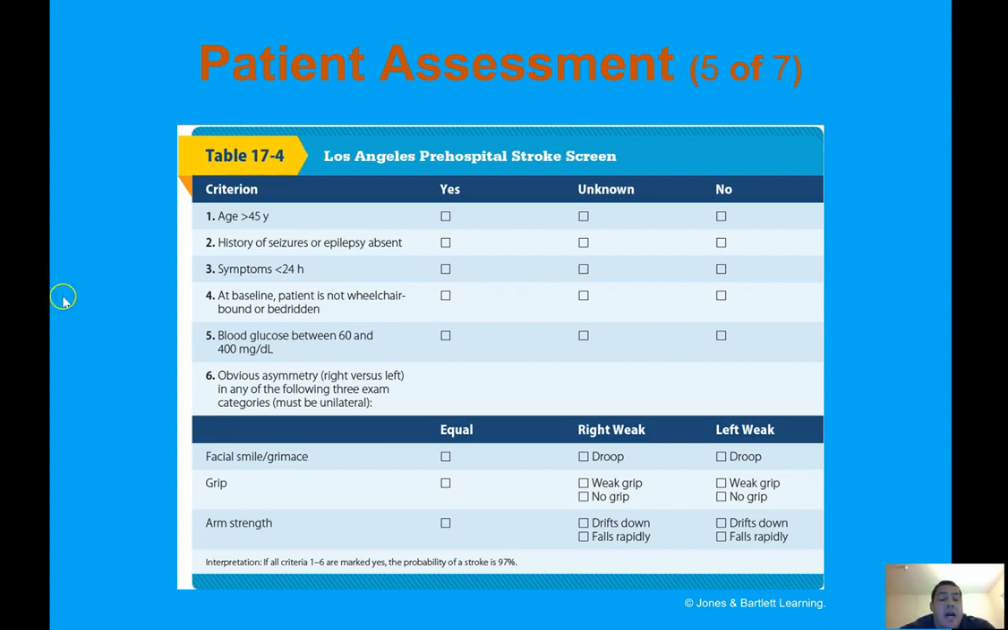Again, this is another county protocol. You want to make sure what's considered hypoglycemia in your county. Obvious asymmetry, right versus left, in any one of the following 3 categories. Must be unilateral, or one side: facial smile or grimace, grip, arm strength.